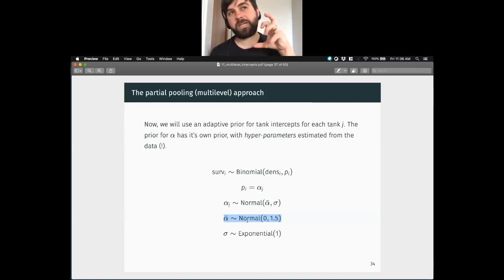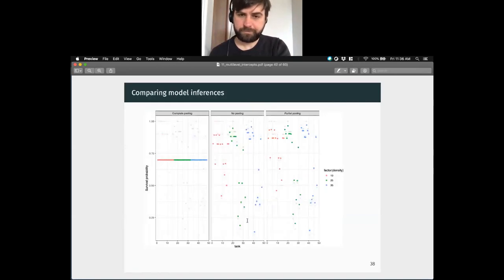So each of those intercepts for each tank is going to get pulled toward the global average for all tanks. And the extent to which it's going to get pulled is driven by how far away it is and by how much information we have on that tank, right?